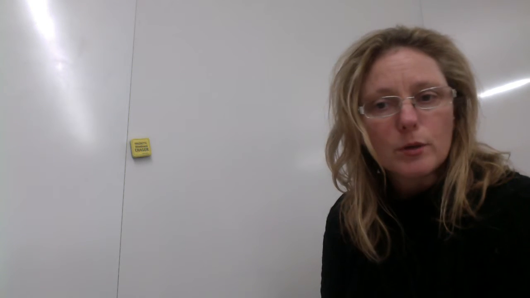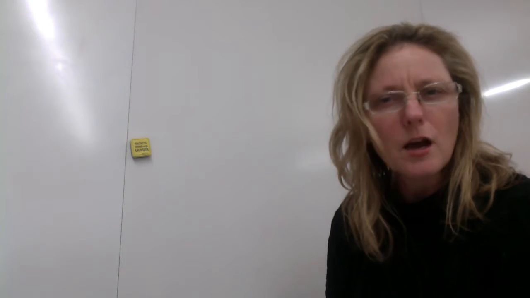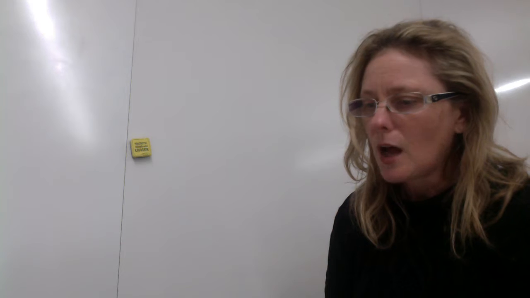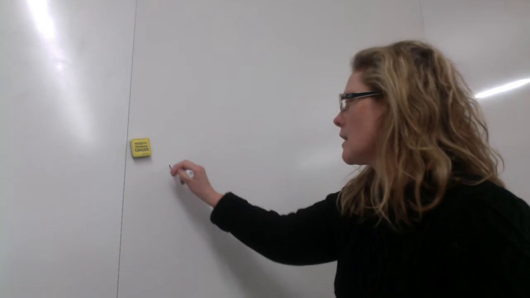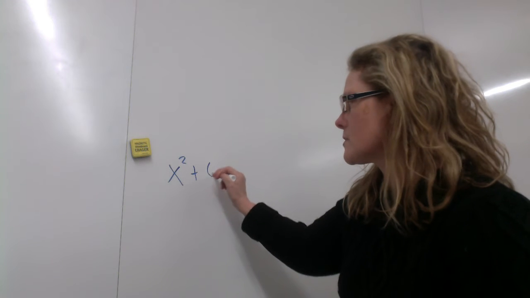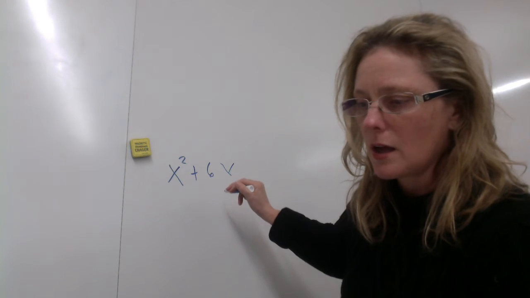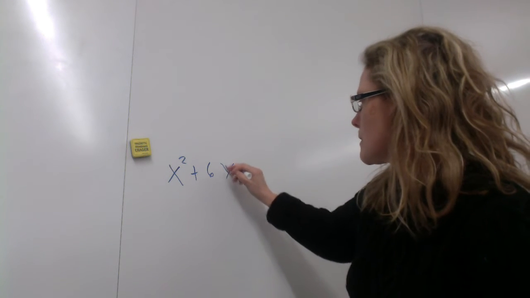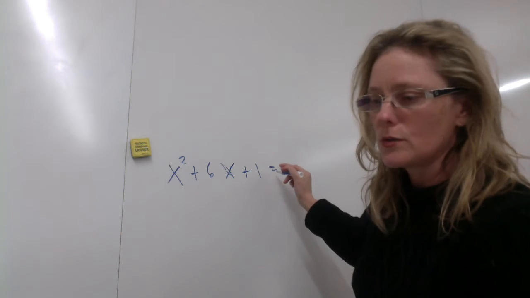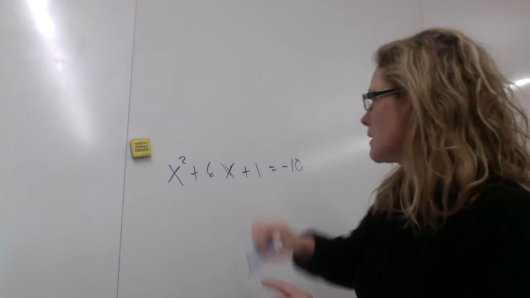All right, okay. Next problem. So how about completing the square? That seems to be a tough one for some of you. So completing the square. I'm just looking at one of the problems in your packet. I have x squared plus 6x plus 1 equals negative 10. I'm going to rewrite that.